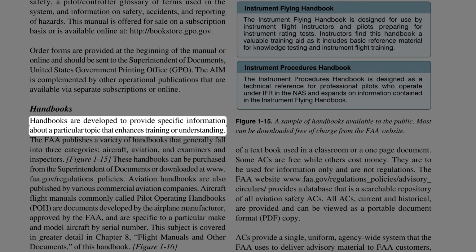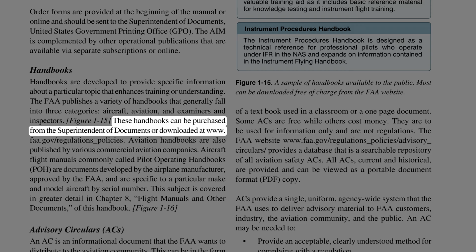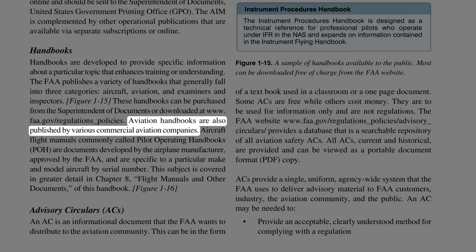Handbooks. Handbooks are developed to provide specific information about a particular topic that enhances training or understanding. The FAA publishes a variety of handbooks that generally fall into 3 categories: aircraft, aviation, and examiners and inspectors. These handbooks can be purchased from the Superintendent of Documents or downloaded at www.faa.gov/regulations_policies. Aviation handbooks are also published by various commercial aviation companies.